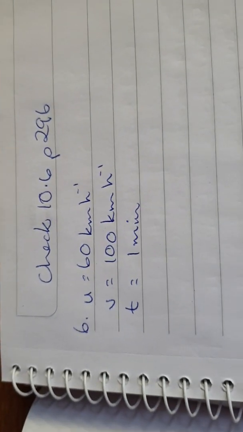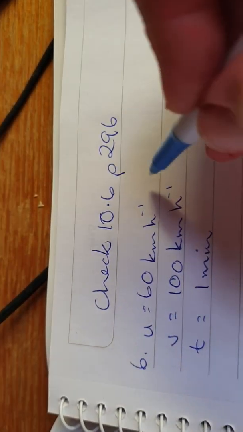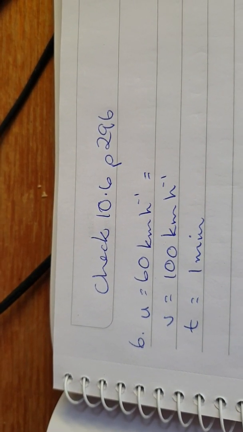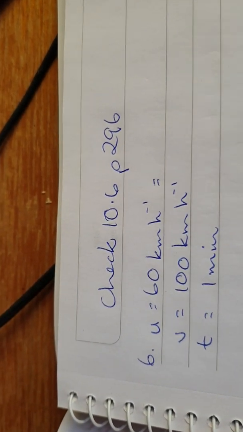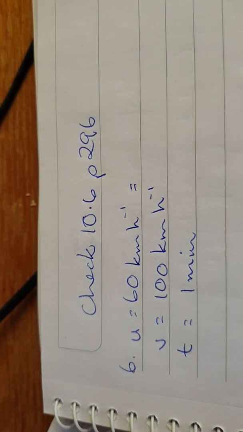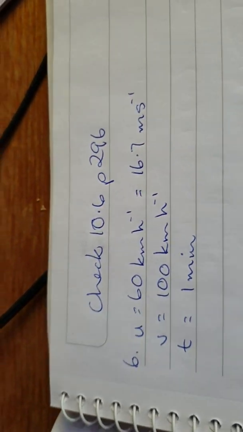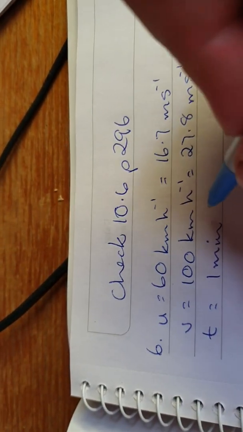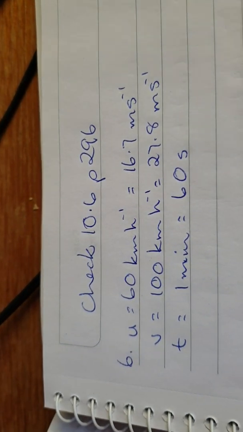Right, so before I start, I need to check that I've got the units, and I have not. So I need to change this to meters per second. If you recall in the last video, I showed you how to work that out from first principles, but I've got to divide by 3.6. So 60 divided by 3.6 is 16.7 meters per second. And this one is 27.8 meters per second. And even the time in this question is not in the right units, so we need it in seconds.